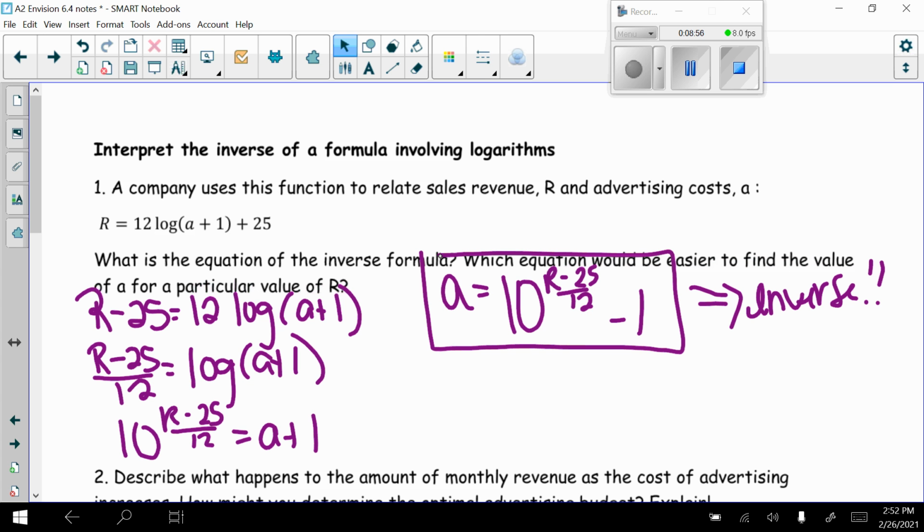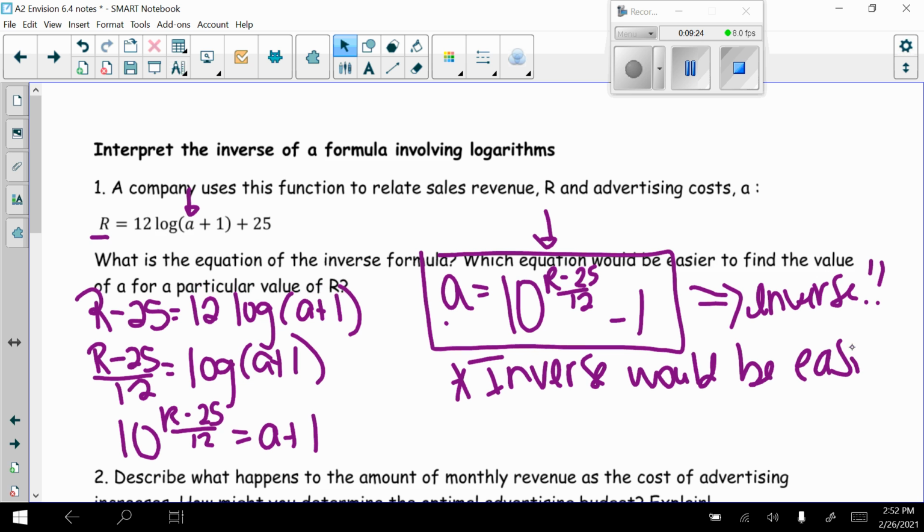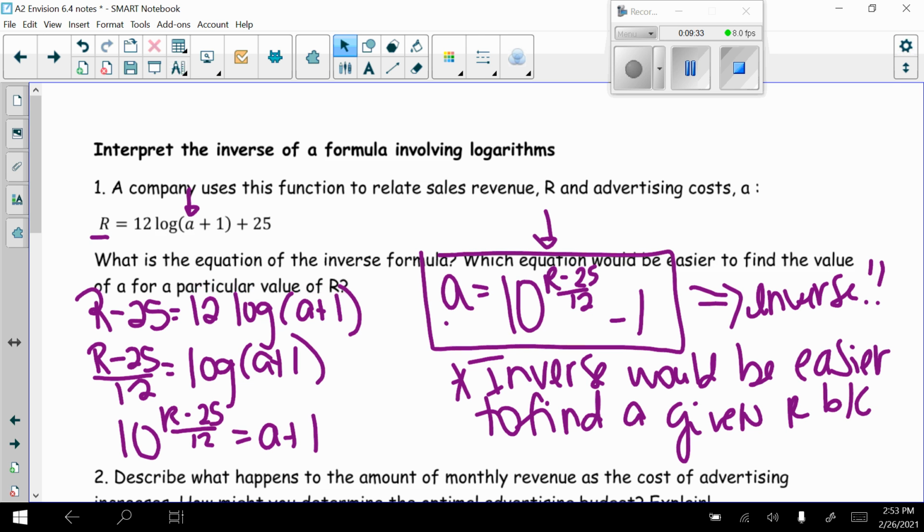Now it says which equation would be easier to find the value of A if I'm given R. If I'm given the R value and I have to find the A, the original equation would be difficult. The inverse, if I'm given R and I want to find A, would be much easier. So the inverse would be easier to find A given R, because the inverse is solved for A already.